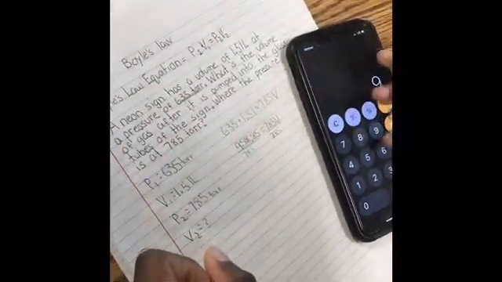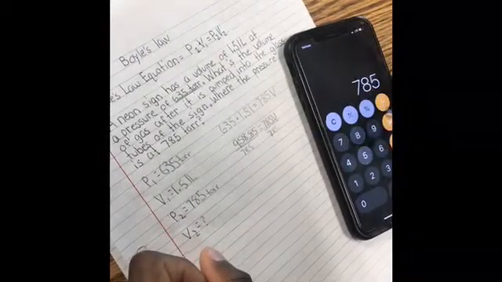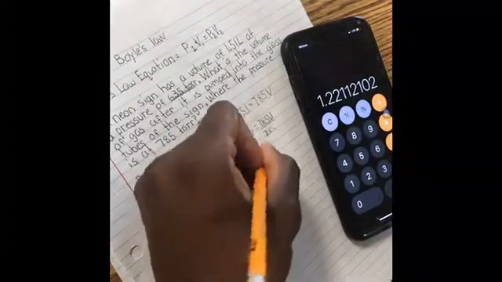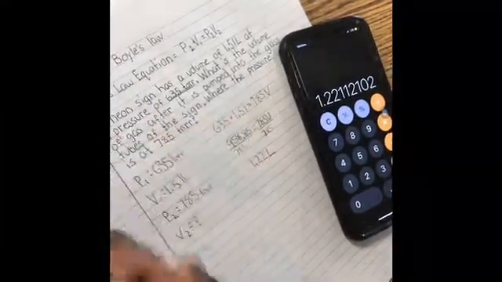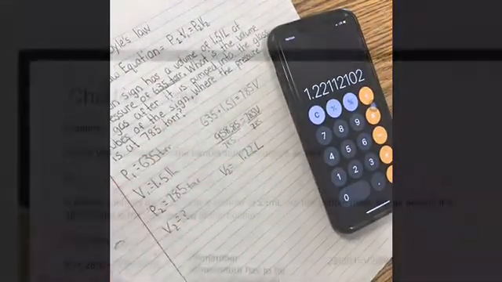And then once we do that, your final answer is 1.22 liters. Don't forget that's what V2 equals. Alright, you can stop it.